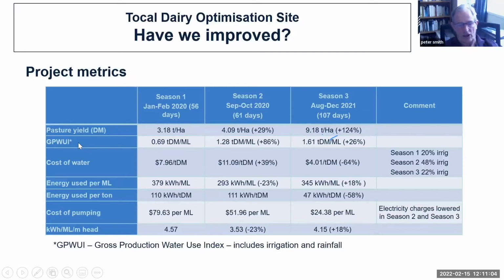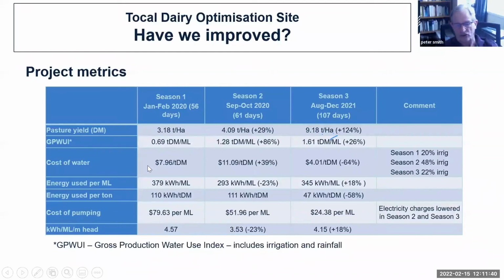This item here, GPWUI, fancy term, gross production water use index, is just saying what's your yield based on the water that you've had, your irrigation and your rainfall. And we can see that's really an indicator of how well you're managing the water available to you. And it has increased as we've gone along up to this 1.61 that I think is a bit exceptional. If you've got poor figures like this, you want to say, well, what am I doing wrong?